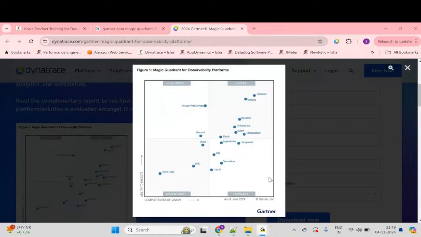But I would not say in a day or two it will completely take the market. No, that will not happen, because Dynatrace are always changing. They are always giving new features and capabilities for the end user. So in that way, Dynatrace is doing a good job. But now these two tools are growing. New Relic and Datadog both are growing.